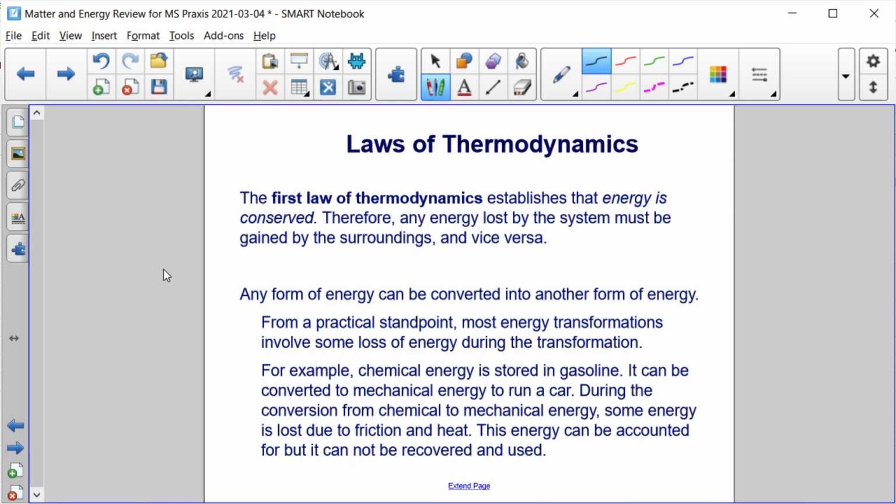Any form of energy can be converted into another form of energy. From a practical standpoint, most energy transformations involve some loss of energy due to the transformation. For example, chemical energy is stored in gasoline. It can be converted to mechanical energy to run a car, but during that conversion from chemical to mechanical energy, some energy is lost due to friction and heat. This energy can be accounted for, so it's lost to the surroundings in the form of friction and heat.